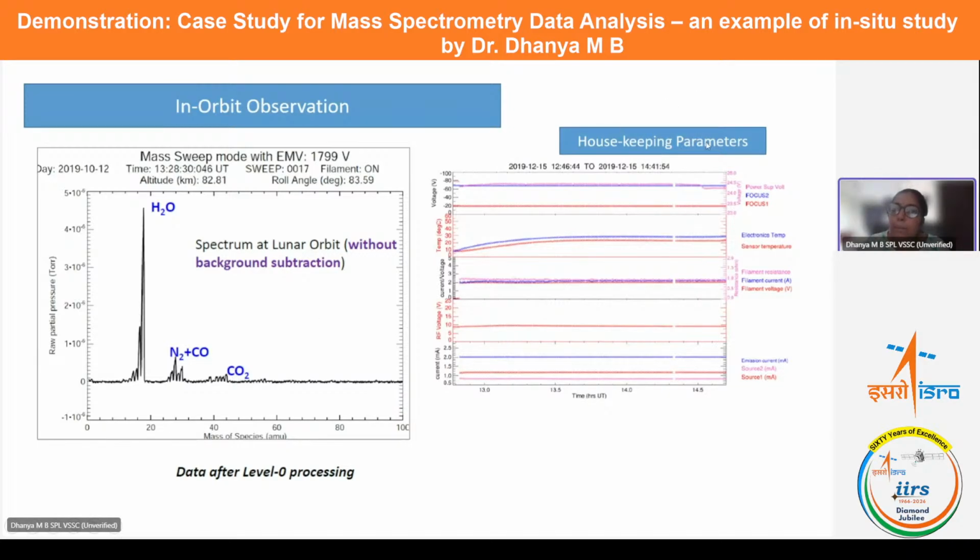And these are the housekeeping parameters which I was telling about, which come along with the science data. You can see that there are certain power supply voltages, temperatures, currents. These are the parameters which come along with the science data, which you can find when you start downloading the data, like filament voltage, filament resistance, these kinds of things.